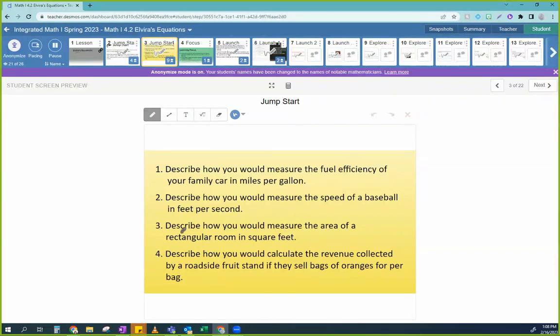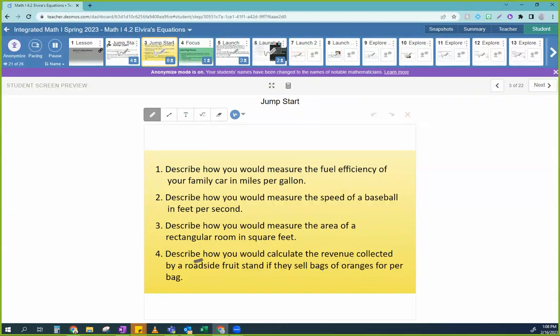Okay, describe how you would measure the area of the room that you're sitting in right now. So we would say something in square feet. I'm about 5'5", so I would measure how many times I would be able to lay across the length versus the width. I think this room looks like it's about a 10 by 12. It's 120 square feet.